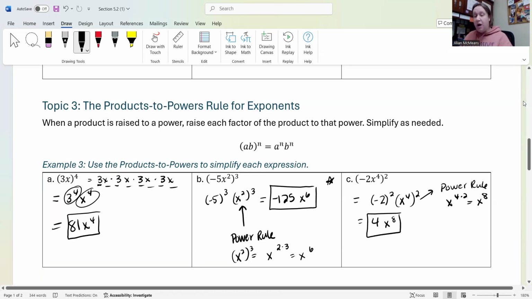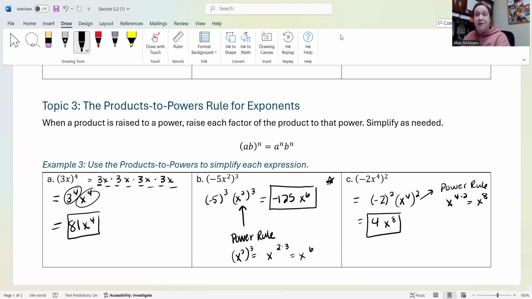And then when you have the products to powers rule, you have a product in parentheses raised to a power, you apply that power to each factor of that product, and just know that you'll have to generally incorporate the power rule, okay? So make sure you study and practice and understand the difference between these three rules.